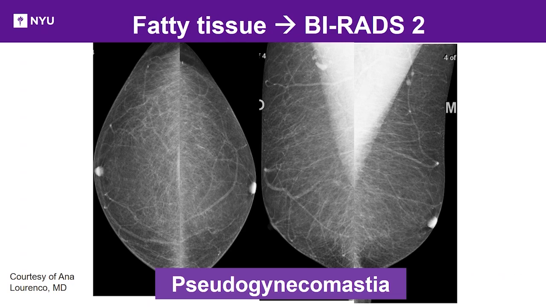So here's another example of the pseudogynecomastia. You can see here there is that triad, the large pectoral muscles, small nipple areolar complex, and here what you're seeing is just the fatty tissue itself without any evidence of gynecomastia.